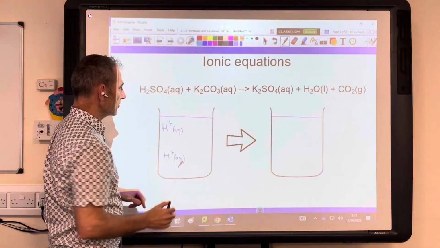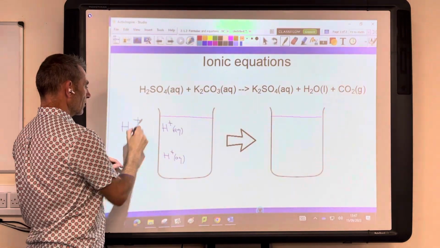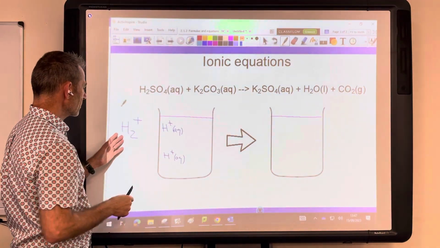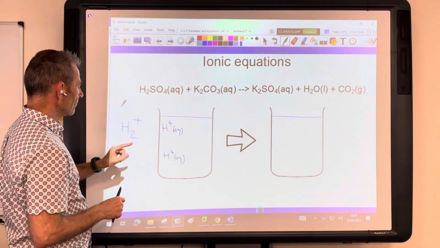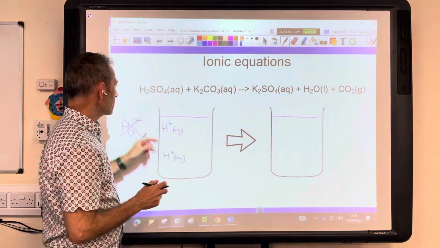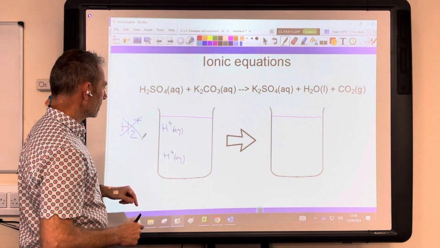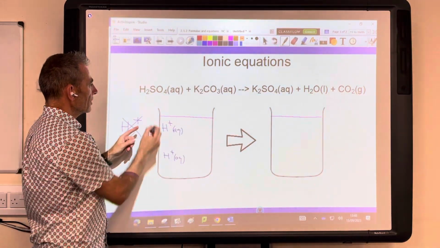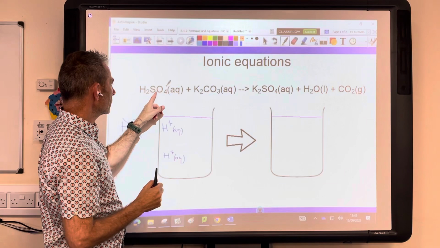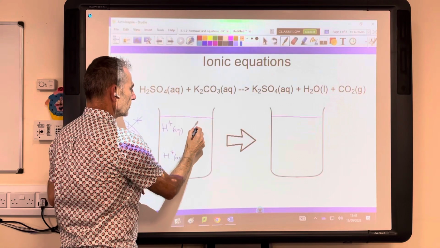What we haven't got, and what I see sometimes from my students, is H2 with a 1 plus charge. There's no such thing as that, okay? I can see why a student would write it because you've got H2 in the formula, but that is not the hydrogen ion, it's H plus, and we've got 2 separate H plus ions in the solution. The next thing we've got is a sulfate ion. This polyatomic ion, don't separate it into sulfur and oxygen. Keep it as a single thing. So SO4 2 minus.